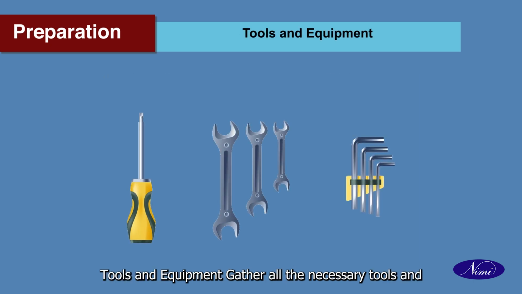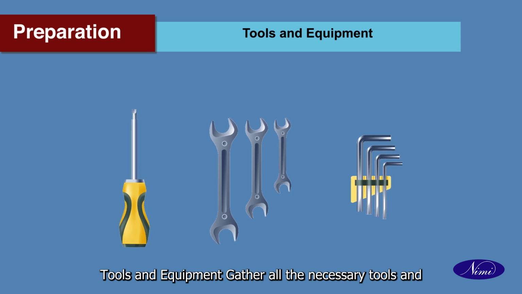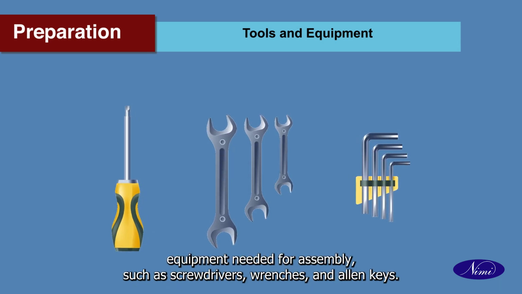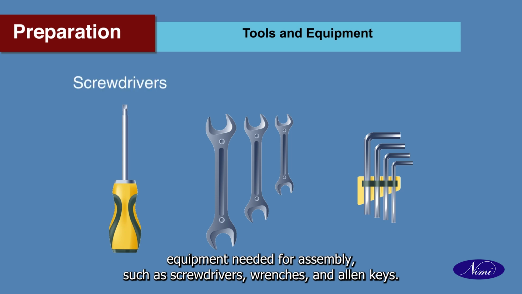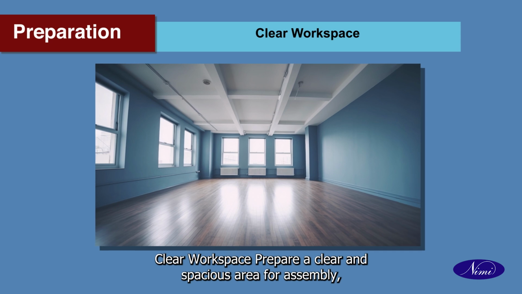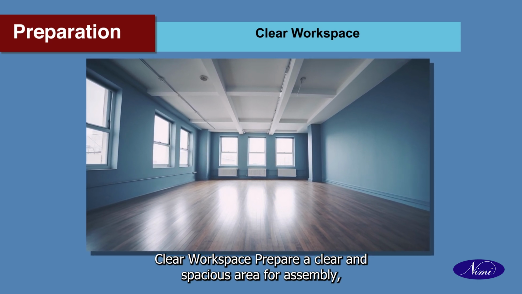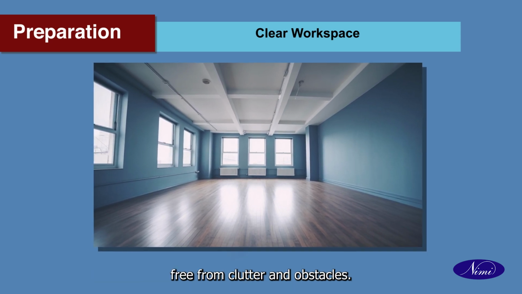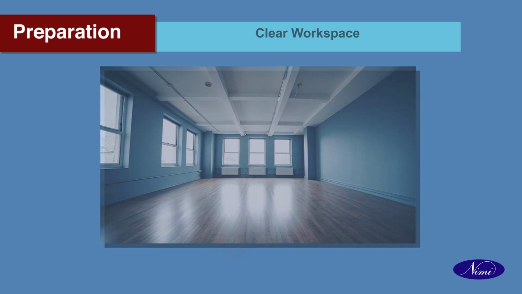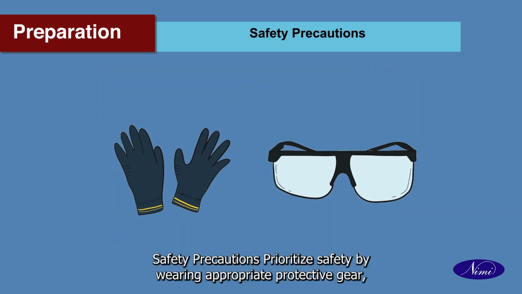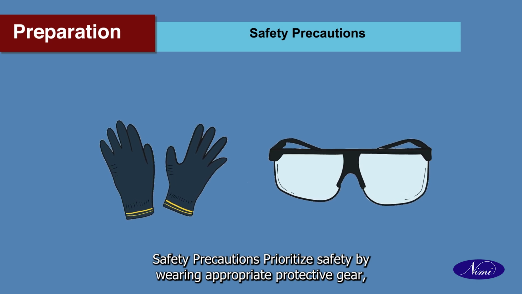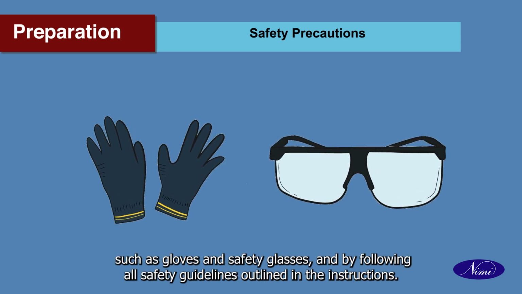Tools and equipment. Gather all the necessary tools and equipment needed for assembly, such as screwdrivers, wrenches, and Allen keys. Clear workspace. Prepare a clear and spacious area for assembly, free from clutter and obstacles. Safety precautions. Prioritize safety by wearing appropriate protective gear such as gloves and safety glasses, and by following all safety guidelines outlined in the instructions.